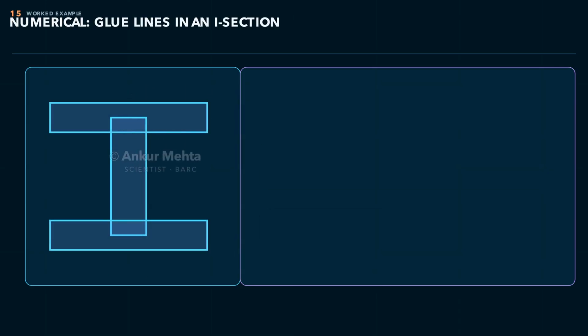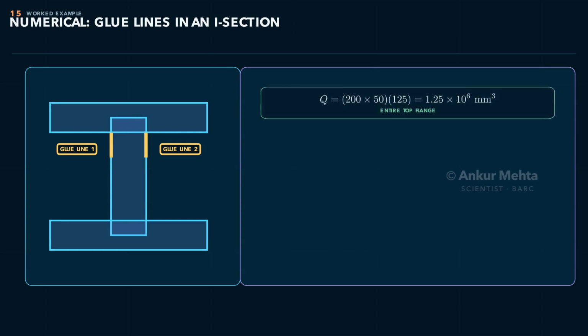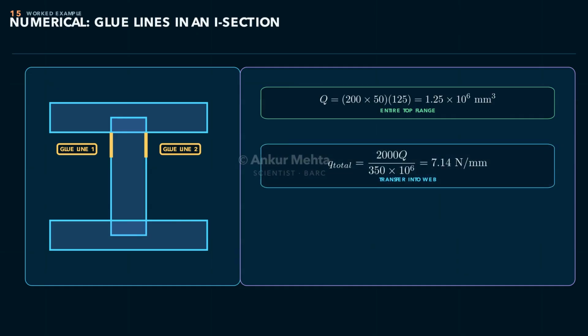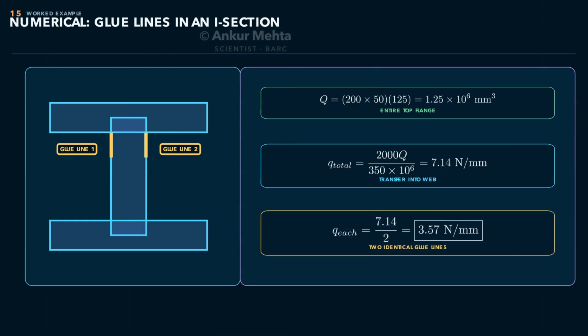Now take a built-up I section, 200 millimeters wide, 300 millimeters deep, with 50 millimeter flanges and a 50 millimeter web. The shear force is 2 kilonewtons. For the entire top flange, Q equals 10,000 times 125 or 1.25 million millimeters cubed. The complete I is 350 million millimeters to the fourth. Therefore, the total shear flow transferring from the top flange into the web is 7.14 newtons per millimeter. If two identical glue lines share it equally, each line carries 3.57 newtons per millimeter. Stating both the transferred area and number of glue lines removes ambiguity.